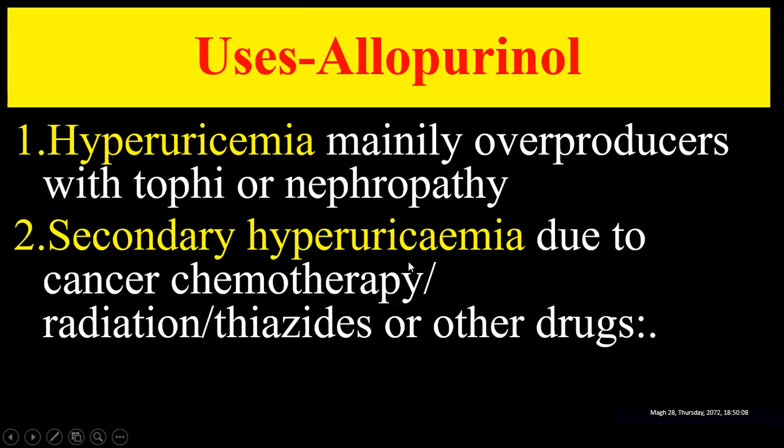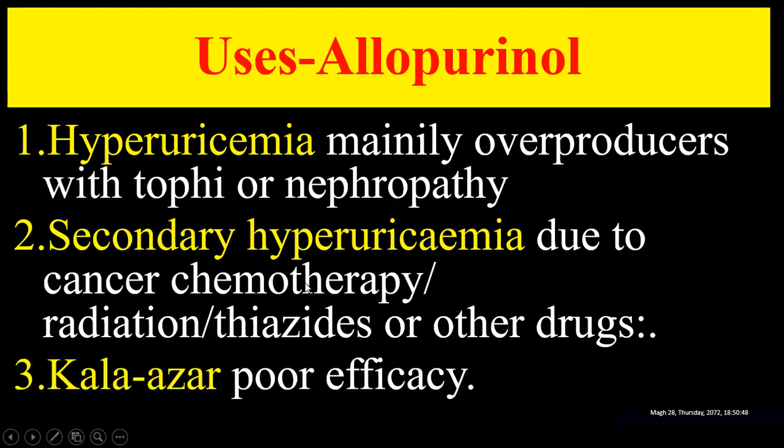And secondary hyperuricemia is due to cancer chemotherapy and radiation. Cancer therapy and radiation kill a lot of cells, and cells have purine, and purine converts ultimately into hypoxanthine, then to xanthine, then to uric acid, and this causes secondary hyperuricemia. If you stop the formation of uric acid, you halt it. So this sounds quite good for these conditions also. And thiazides and other drugs, thiazides also cause increased uric acid in the blood.